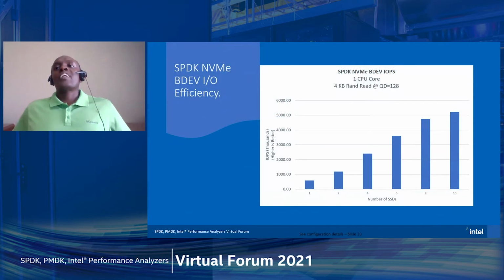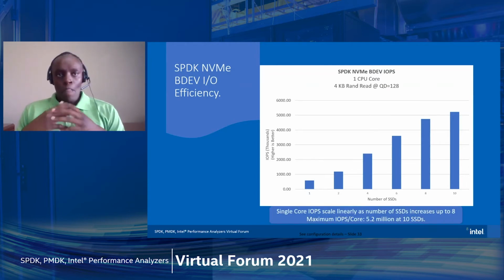Now let's take a look at the SPDK NVMe BDEV IO efficiency. This slide shows what we are measuring today on our test system, which has 24 NVMe SSDs. The workload we're using in this graph is the 4K random read, at queue depth 128, and once again, all this is running on just one CPU core.